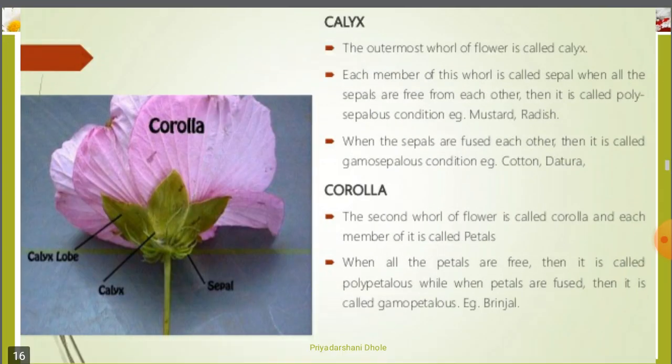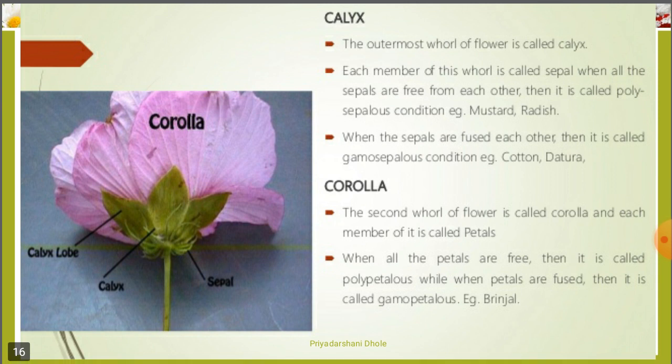Next, these are the parts of the flower. First one is the calyx. You can see in this photograph, calyx, which is always green in color. Then small green color portions which are called sepals. After that, green color calyx. Then bright pink color which is the corolla.